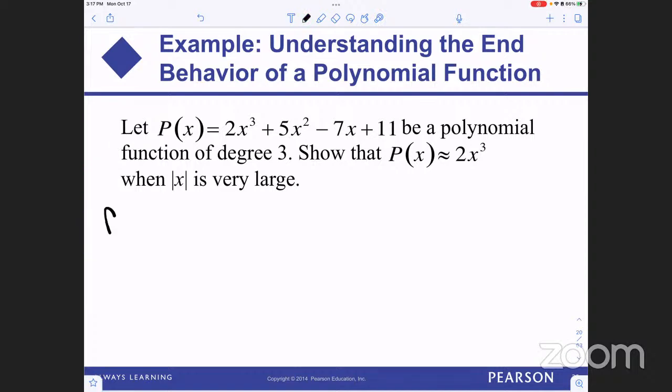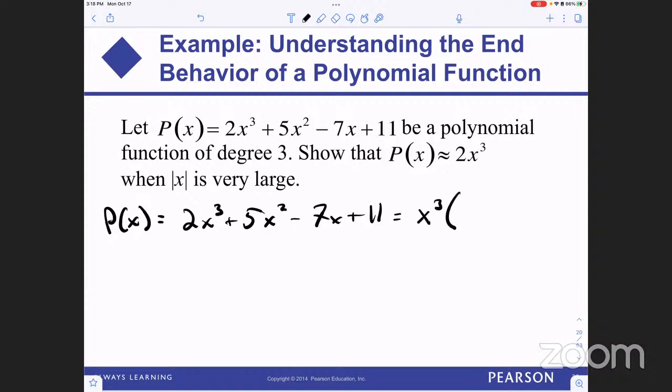So if we start with our polynomial, 2x cubed plus 5x squared minus 7x plus 11, right? Let's start by factoring out x cubed from all the terms. If we factor out x cubed from each term, the first term we're going to be left with 2. Then we're going to be left with 5 over x.